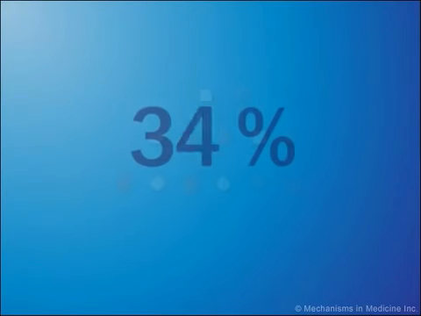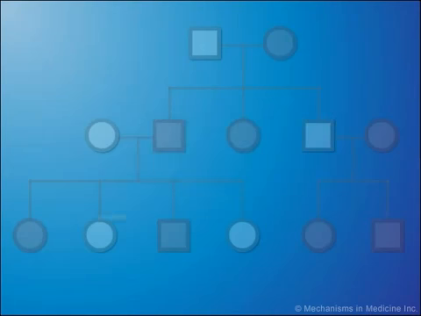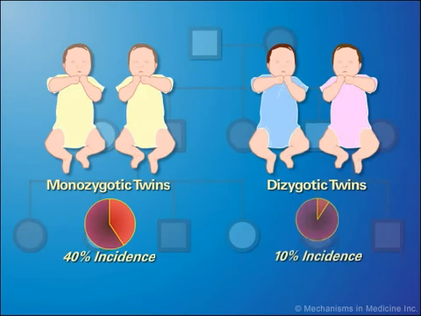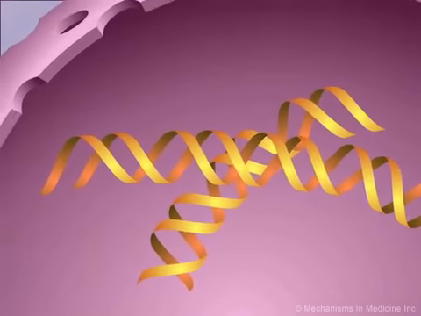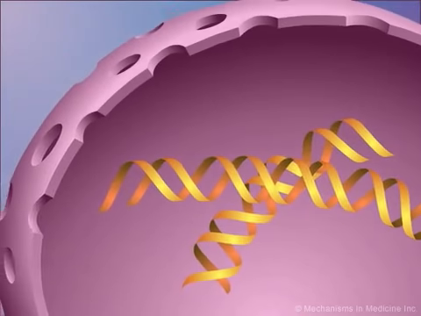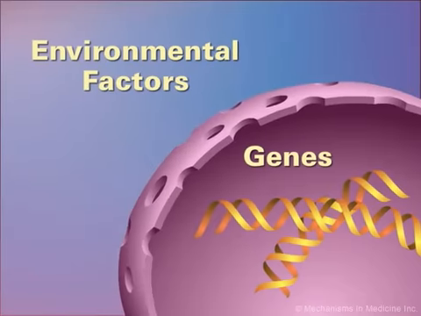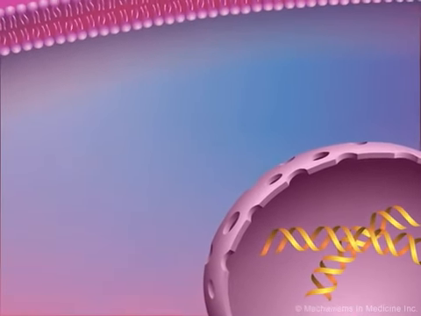The heritability of bipolar disorder is around 80%. Monozygotic twins are reported to have a higher incidence of developing bipolar disorder, approximately 40%, whereas the incidence is only 10% in dizygotic twins. Although the process of developing bipolar disorder likely arises from complex interactions between genes and environmental factors, the specific genes that contribute to this risk are not known with certainty.